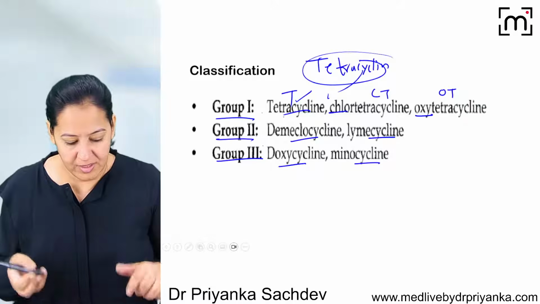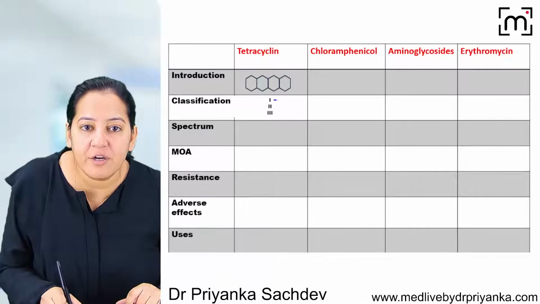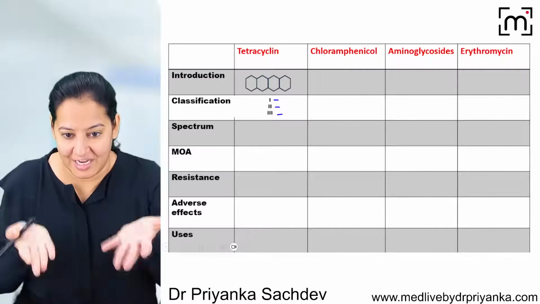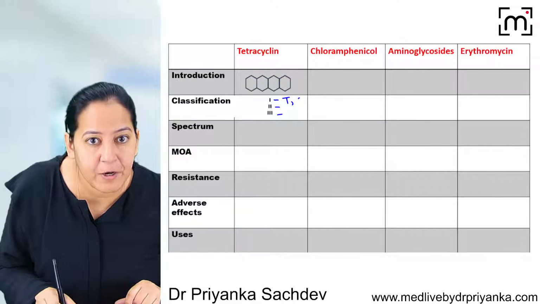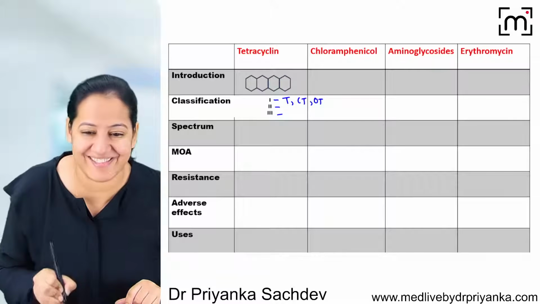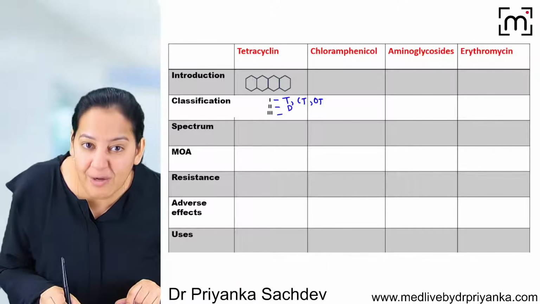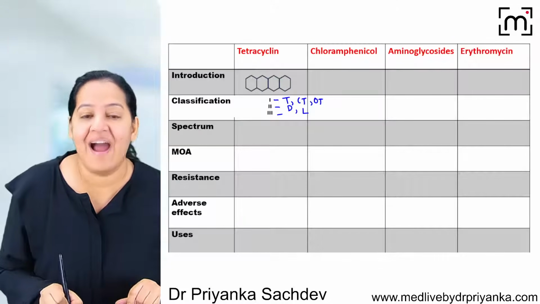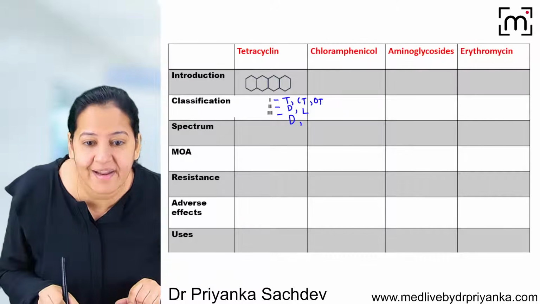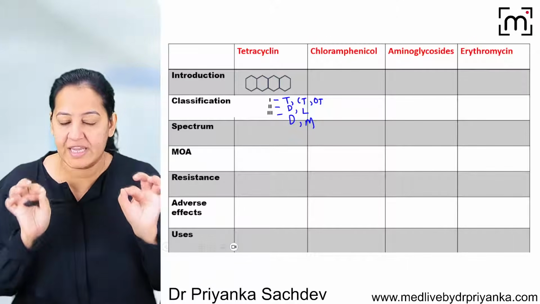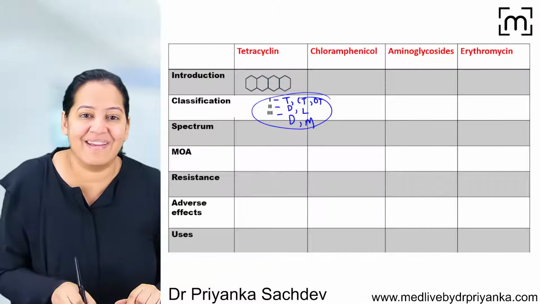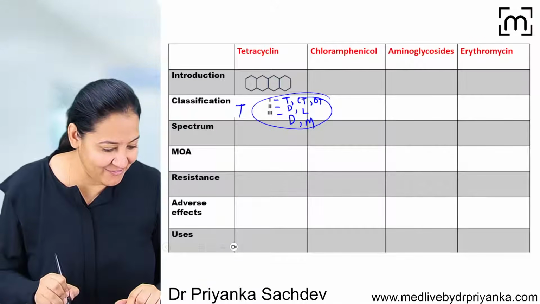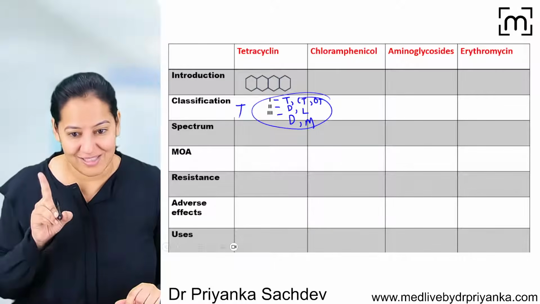Okay, so you have to learn this classification. It is divided into 3 groups. Can you tell me the names? Total 7 drugs are there. In Group 1, it's tetracycline, chlortetracycline, oxytetracycline. In Group 2, it's demeclocycline and lymecycline. And in Group 3, it's doxycycline and minocycline. Without any confusion, learn the 7 names. The mechanism of all of them is the same. The category is tetracycline itself. Say yes if you got it. So the classification is done.